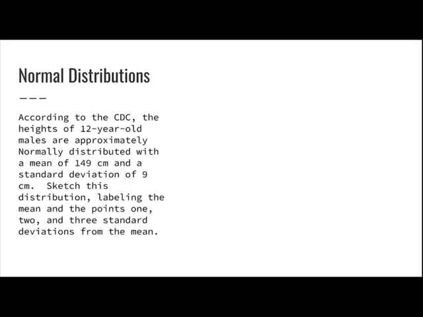According to the CDC, the heights of 12-year-old males are approximately normally distributed with a mean of 149 centimeters and a standard deviation of 9 centimeters. Sketch this distribution, labeling the mean and the points 1, 2, and 3 standard deviations from the mean. Now you should remember doing something like this in Algebra 2. So it should be mildly familiar.